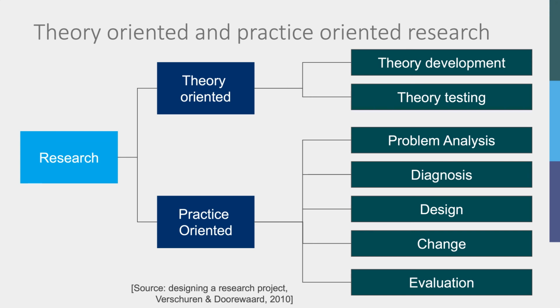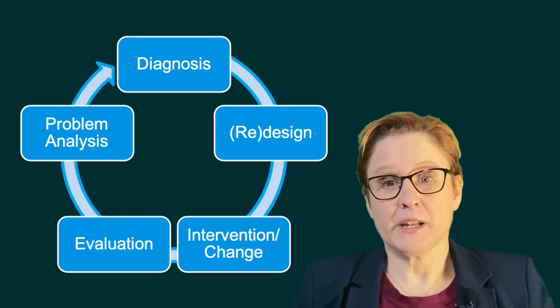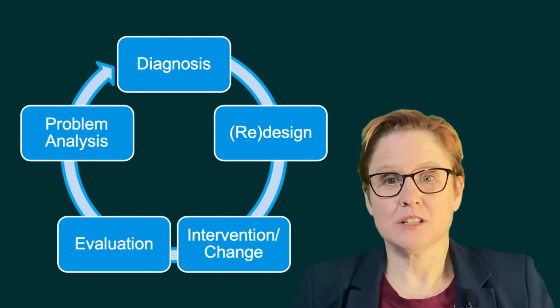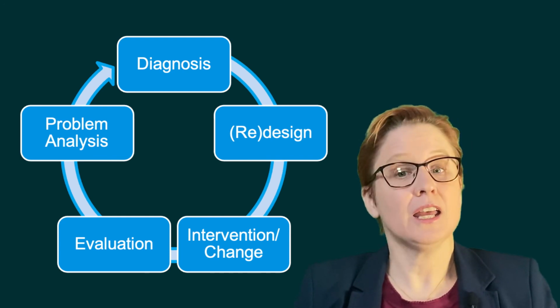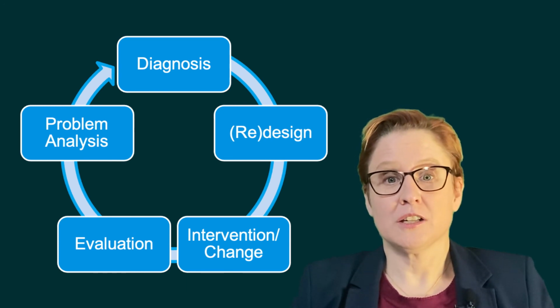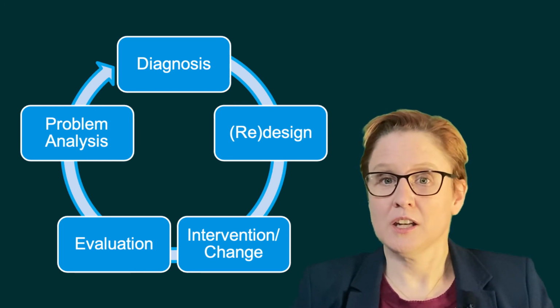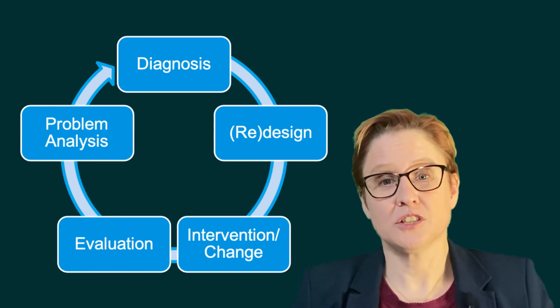Research objectives will differ in nature depending on the type of research, theory-oriented or practice-oriented research. The first is aimed at theory development and theory testing. The second concerns research tied to each stage of an intervention cycle, used when solving operational problems. Those stages are problem analysis, problem diagnosis, design or redesign, intervention and changes, and finally evaluations. Much of the research in engineering is usually tied to solving or understanding operational problems and questions at one of the stages in this intervention cycle, where you aim to go from a current undesired situation to a desired situation.